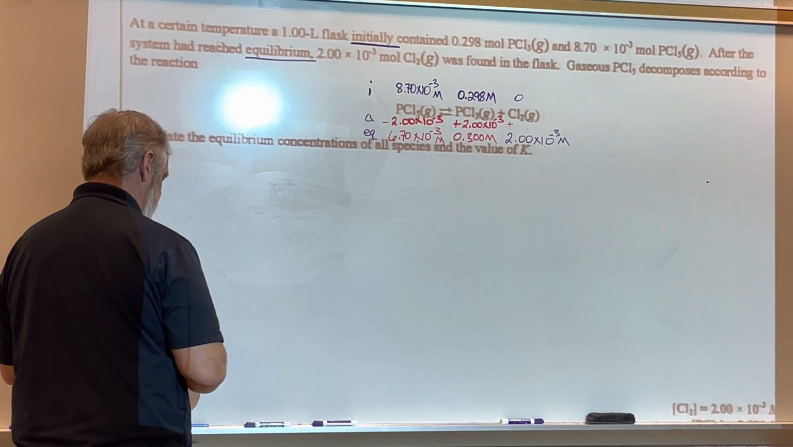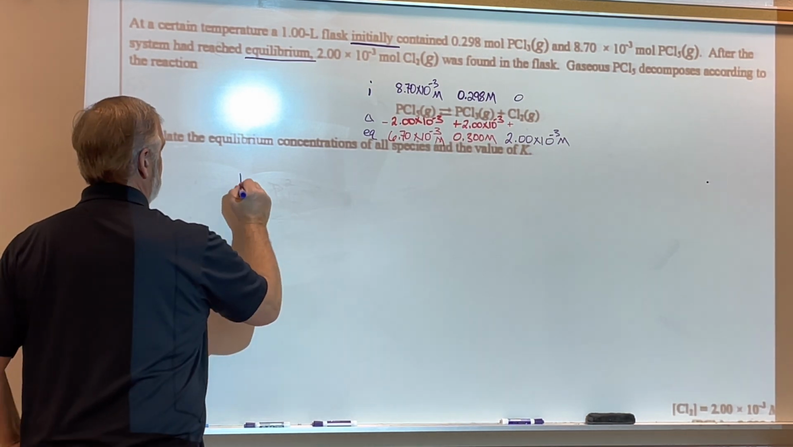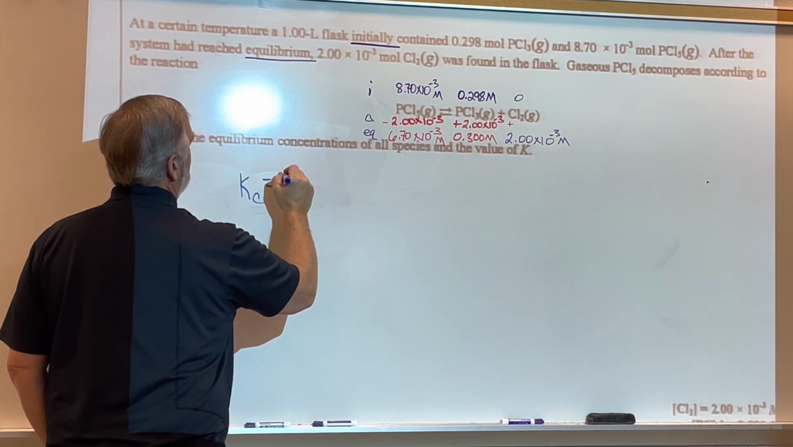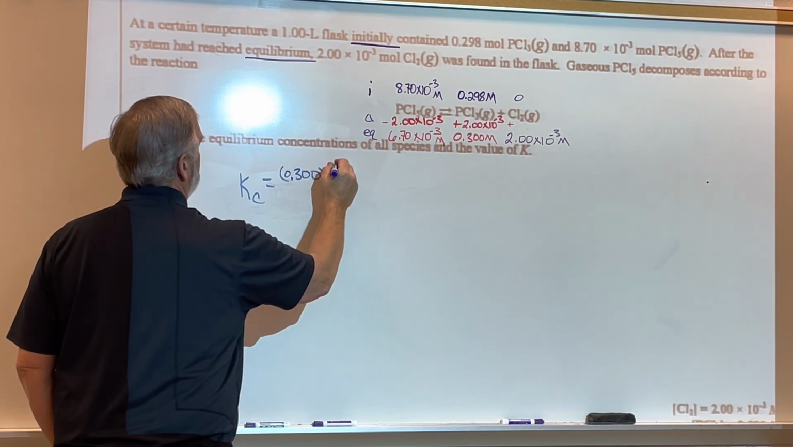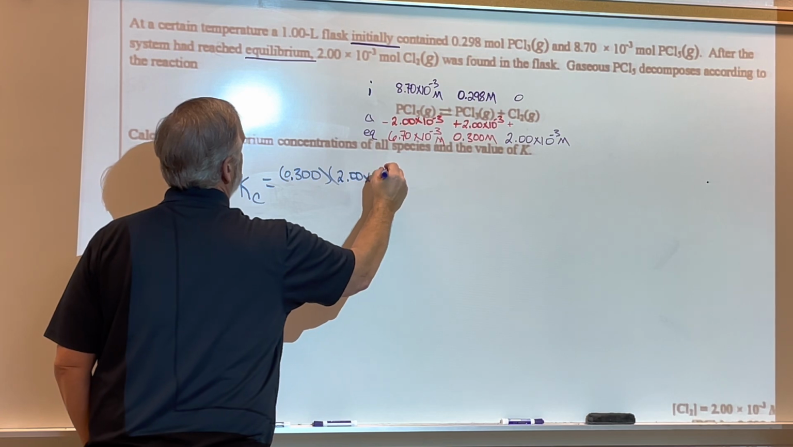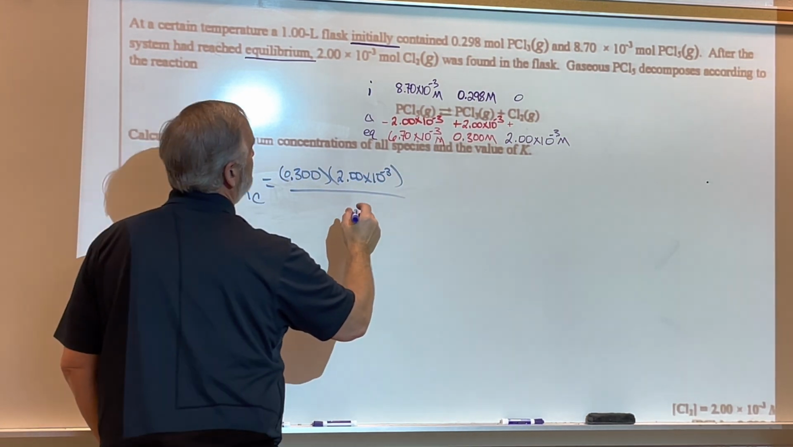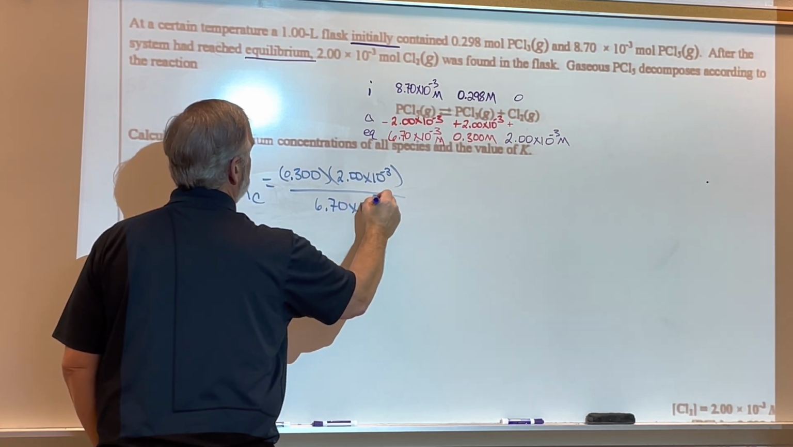So now Kc is gonna equal 0.3, because that's the 0.3, times 2.00 times 10 to the minus 3rd, divided by, and they're all saying no exponents, 6.7 times 10 to the minus third.